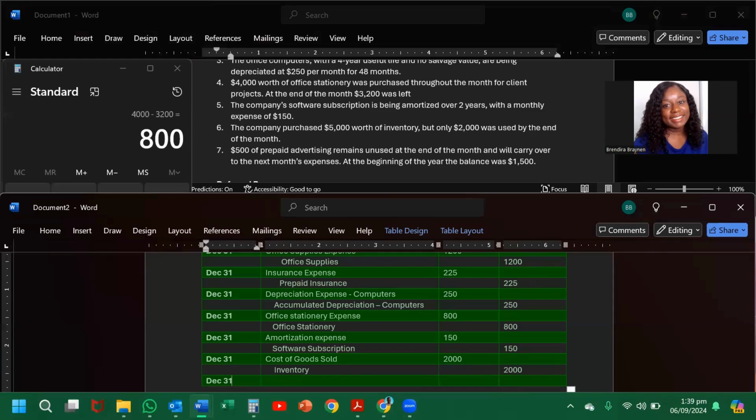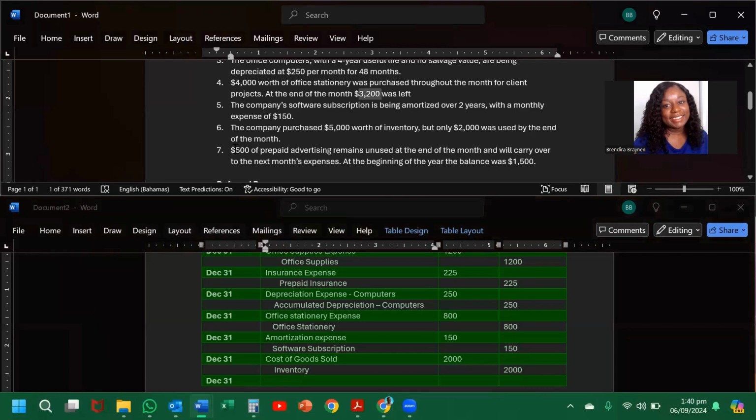On December 31st, it says that $500 of prepaid advertising remains unused at the end of the month and will carry over to the next month's expenses. At the beginning of the year, the balance was $1,500. And so that's telling me that my opening balance was $1,500 and my ending balance, because if something is prepaid, this is going to represent the unused portion, meaning that this is what is still prepaid at the end of the month. Therefore, the balance of $1,500, I have to force it to become $500.